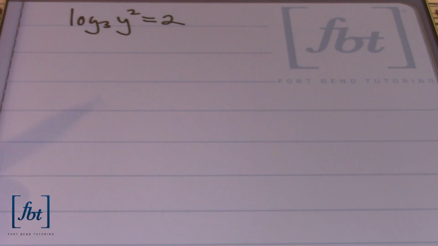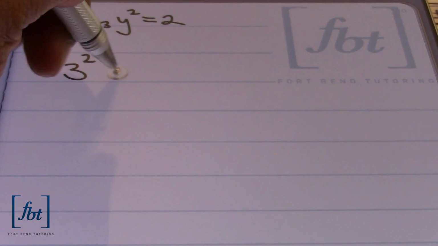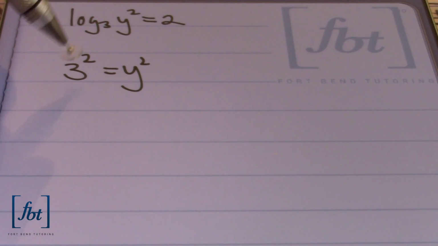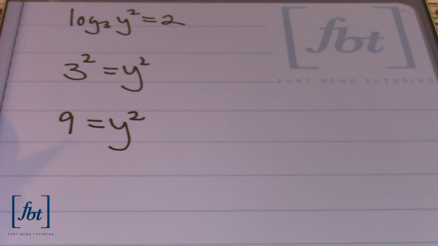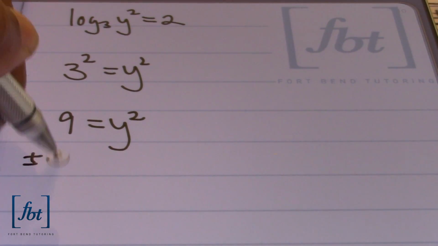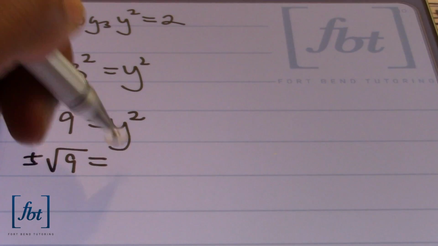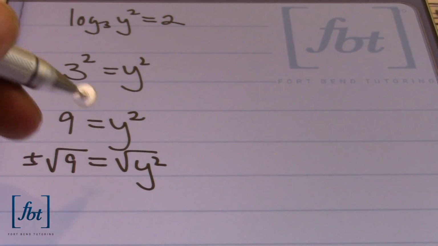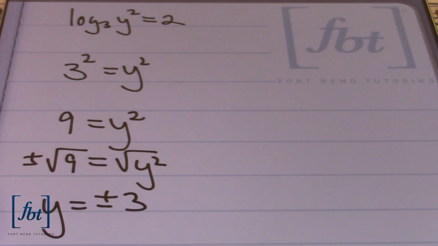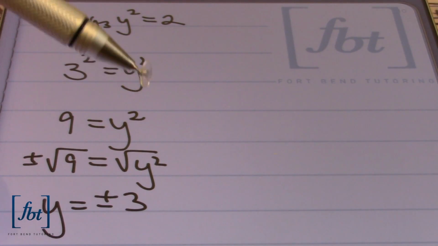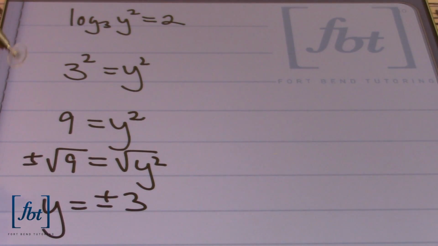Next, we'll be rewriting our logarithmic equation into exponential form. So that means I have 3 squared equals y squared. And simplifying 3 squared to 9, we have 9 equals y squared. Well, according to the square root property, we'll end up with plus or minus the square root of 9, which equals the square root of y squared, to get a value of y that equals plus or minus 3. So currently our value of y could be -3 or it could be +3.